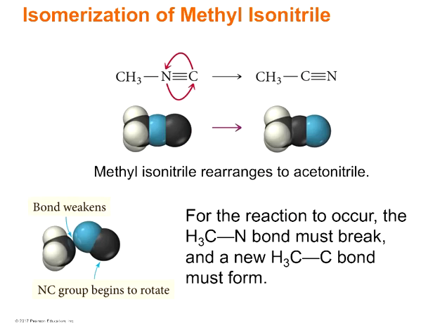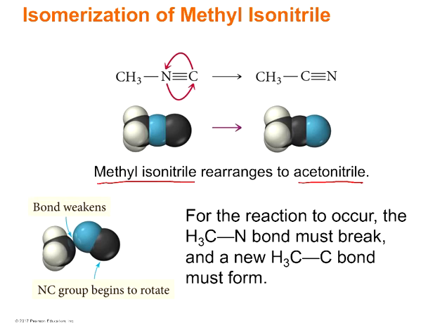Now another example is the isomerization of methyl isonitrile. So methyl isonitrile is shown on the left, and it can rearrange into a new molecule called acetonitrile. You'll notice that the only difference between these two molecules is the carbon and the nitrogen have switched places. So both of these molecules are called isomers because they have the same atoms, they're just arranged differently.